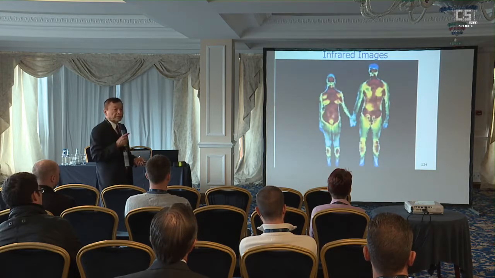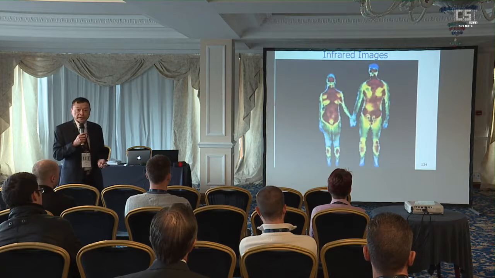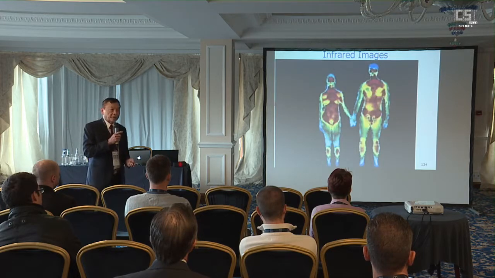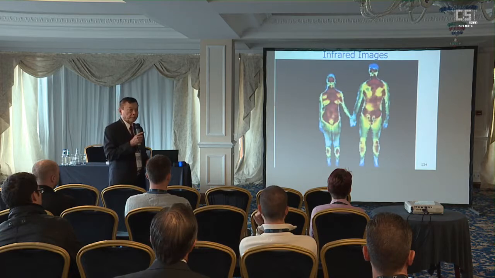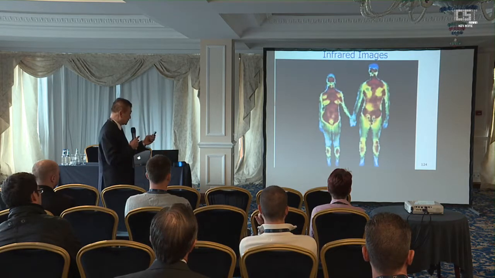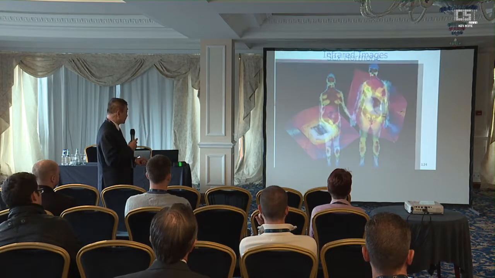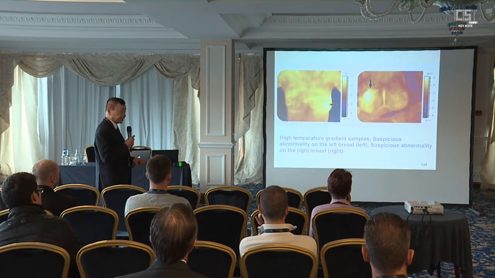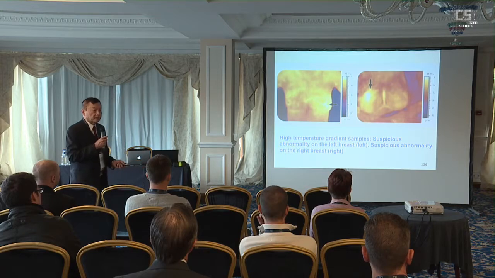this is called infrared image. Infrared image can dig out information hidden in human bodies. It's between the skin and bones. So here are the examples of infrared image. It can do a lot for us. For example, it can detect breast cancer.